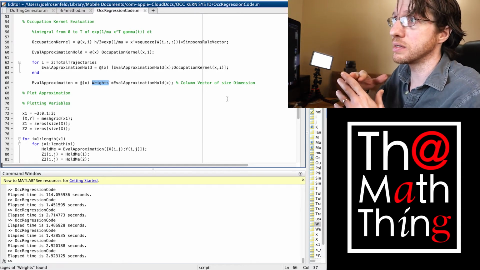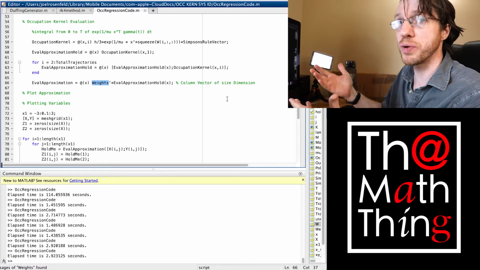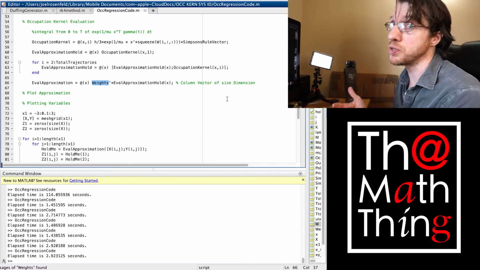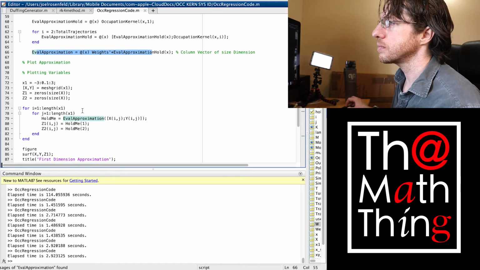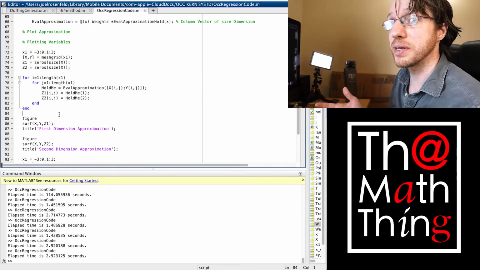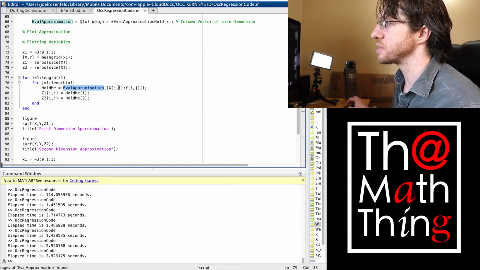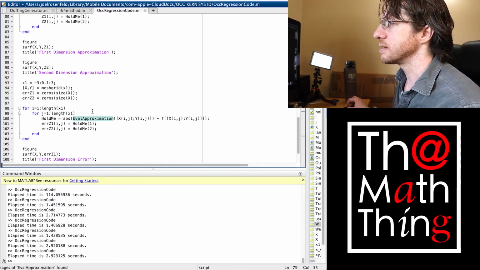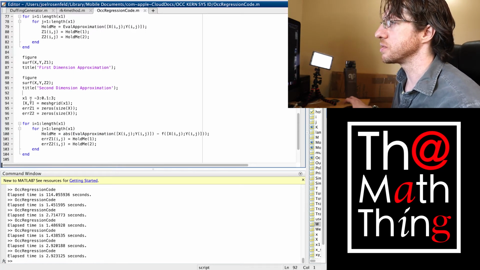So this is a 2-dimensional system, so there are 2 different functions to approximate, one in dimension 1 and one in dimension 2, and this gives both of them at the same time. After this, we're going to plot the approximation. These are my plotting variables. I'm doing everything from -3 to 3, and so I can just evaluate this approximation at each one of those points.